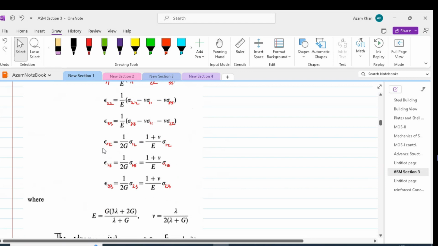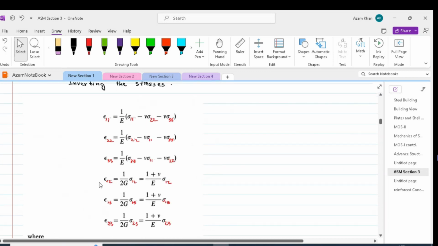The shear components are epsilon 1 2 equal to sigma 1 2 by 2g, which is equal to 1 plus nu by E sigma 1 2. Epsilon 1 3 is equal to 1 by 2g sigma 1 3, which is equal to 1 plus nu by E sigma 1 3. And similarly, epsilon 2 3 is equal to 1 by 2g sigma 2 3, or that is equal to 1 plus nu by E sigma 2 3.